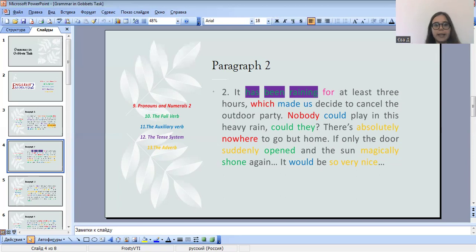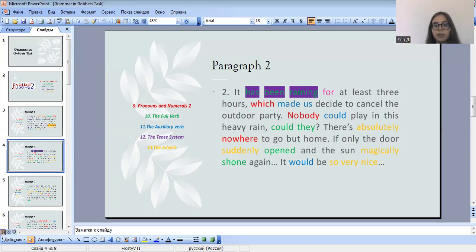Good. Next we have has been raining. Has been raining indicates a continuous action in the past leading up to the present. Okay, also we can see here a question tag, and the question tag here is could they. In the sentence, nobody could play in this heavy rain, could they. It's used for confirmation and it follows the same structure. So everything is fine here.